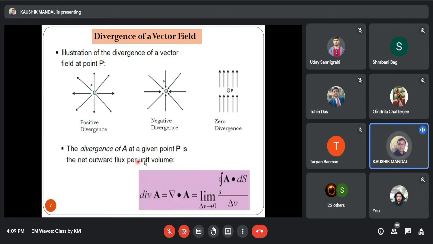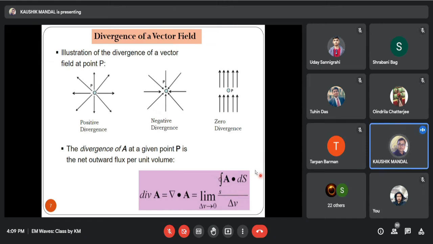It is mentioned that the divergence of A at a given point P is basically the net outward flux, or the power flow, per unit volume. So the divergence of a vector field is written in this form: divergence of A is the del operator dot A. It is basically the limit as del V tends to 0, that is, we are considering an infinitely small volume, of the net outward flux, that is A dot ds over the entire surface area, divided by the unit volume. That is the mathematical representation of the divergence of a vector.